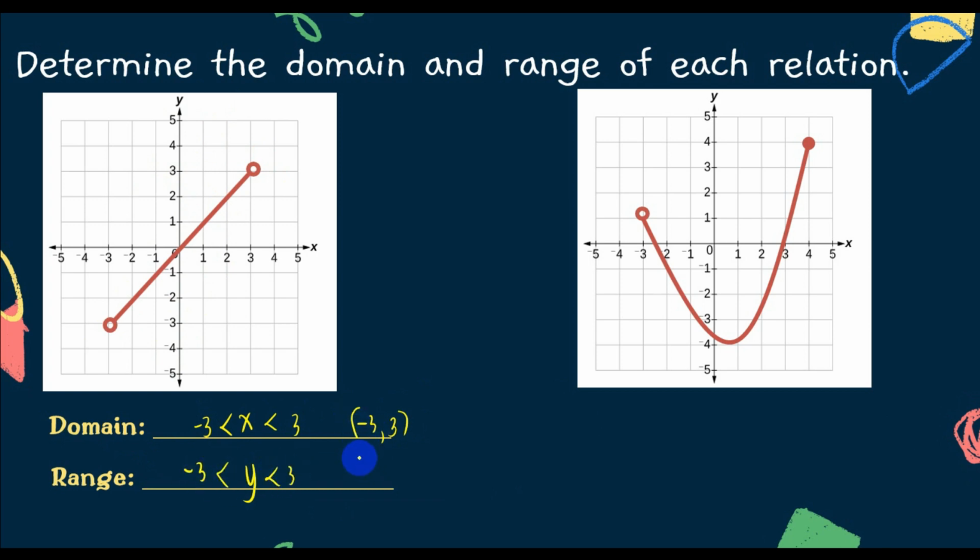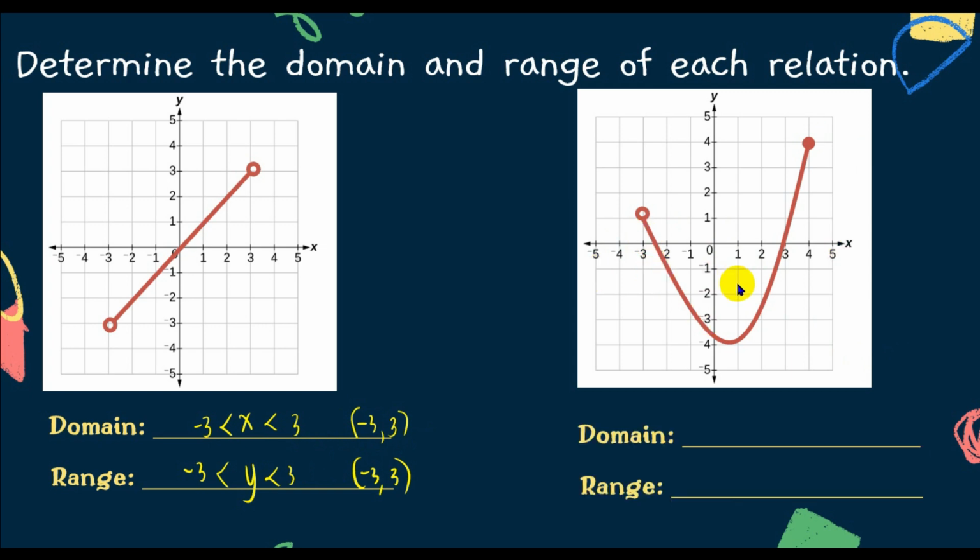Same as dun sa interval ng ating domain, hindi kasama si negative 3 at si positive 3. So parenthesis lang ang gagamitin natin. So negative 3 and positive 3. So for the next example, even though this is not a line, we can still write the domain and range for this graph. Okay? So for the domain, it starts with negative 3 and ends with positive 4.